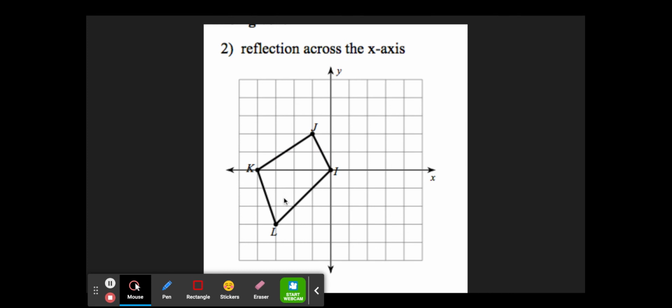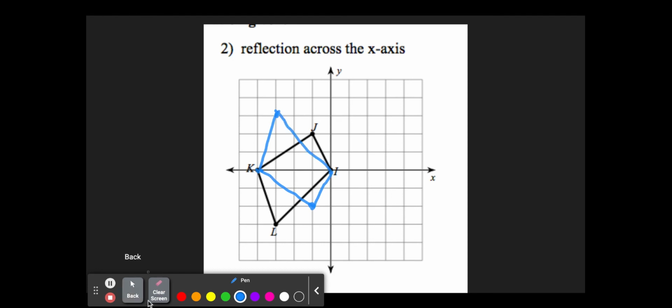Right? Reflecting over the x-axis, this is a good example of how things start getting more difficult, where we're on both sides. So these two guys aren't going anywhere. This one just needs to come down here. This needs to go up here. And I can still connect with those same points. Boom, reflection.